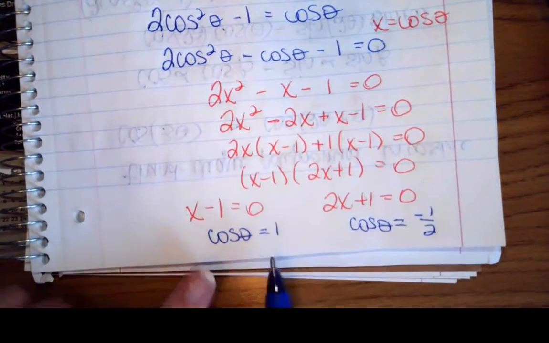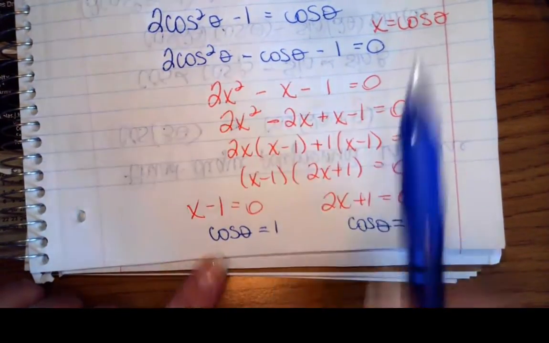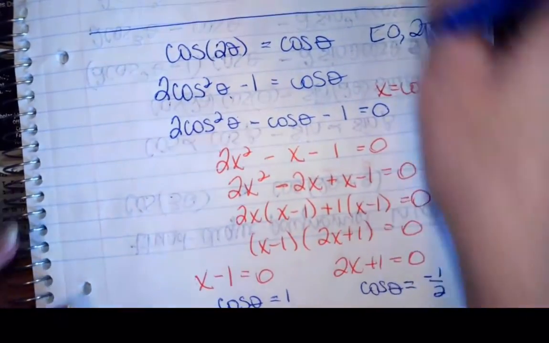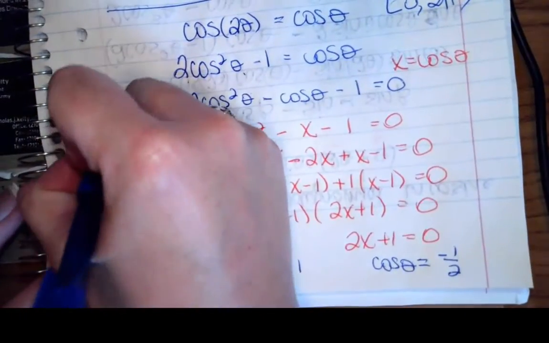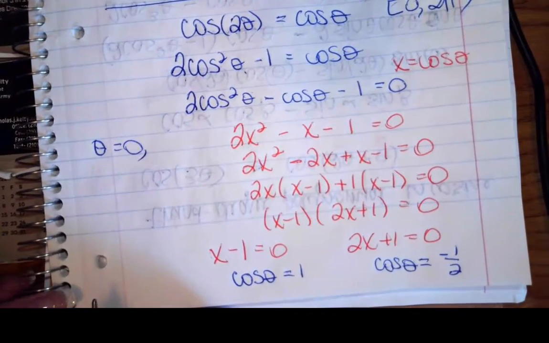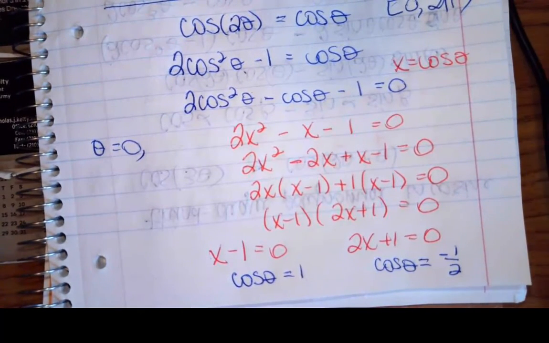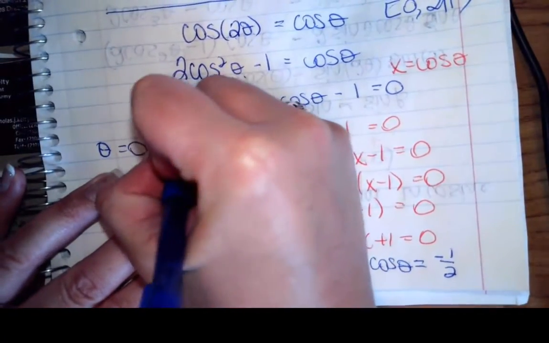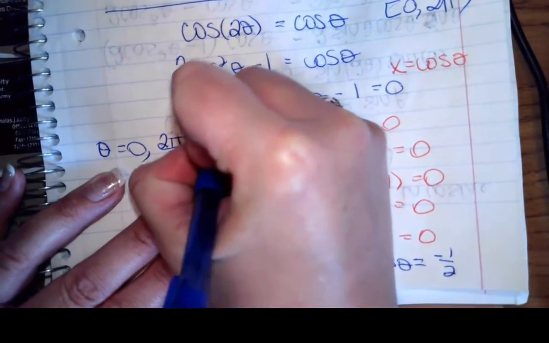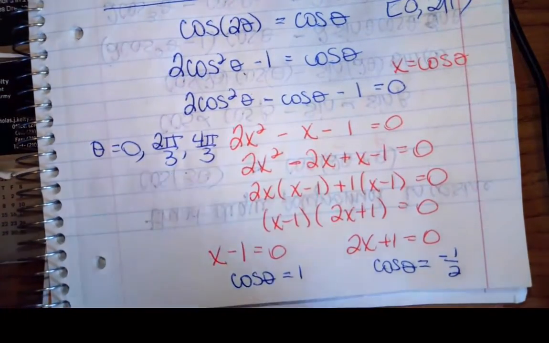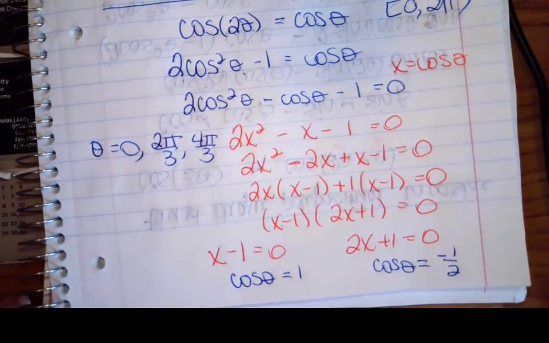All right, so where does cosine equal 1 on one lap of the unit circle, not including 2 pi? That's going to occur when theta is 0. Okay, where does cosine equal negative 1/2? Cosine will be negative in quadrants 2 and 3, and it will be negative 1/2 at 2 pi over 3 and at 4 pi over 3. Okay, so those are the places where you're going to have a negative ratio for cosine. So those are your answers.